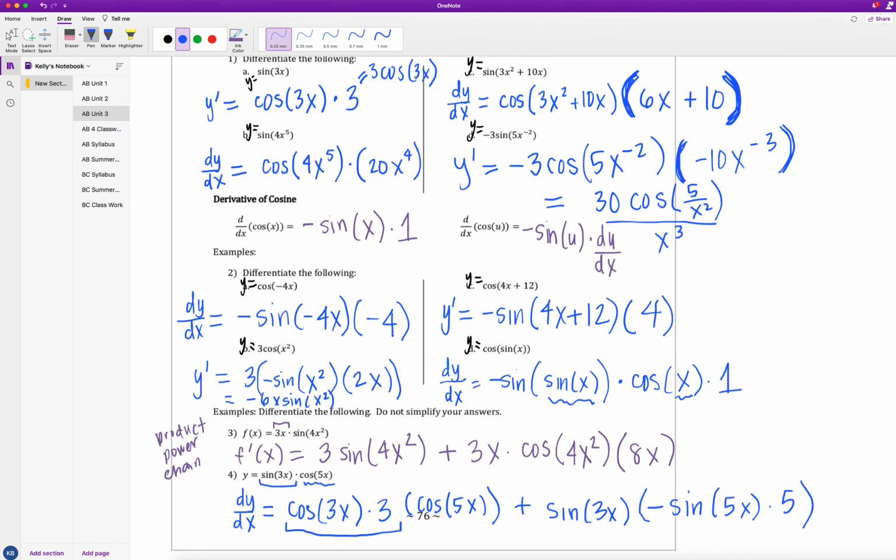So this first cosine of 3x times 3 is coming from the derivative of sine of 3x. Then I kept the second guy the same, so cosine of 5x stayed the same, plus now I keep the first function the same, sine of 3x, times this whole last piece is coming from the derivative of cosine of 5x. And that derivative again is a chain rule. Derivative of cosine is negative sine. We kept the 5x the same since that's the inside function, times the derivative of the inside function is 5. So we ultimately had that product rule with a chain and power rule on each other individual derivative that we had to take.